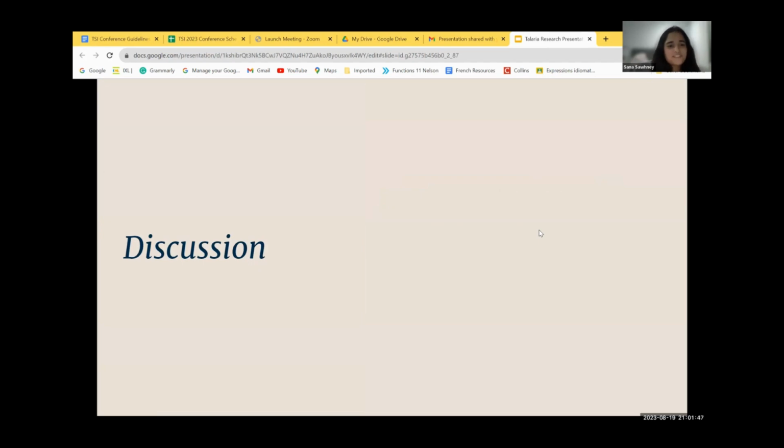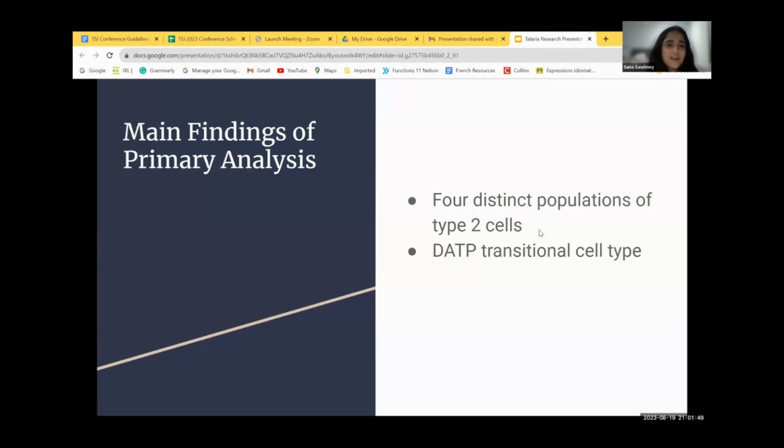So now I'm going to talk about my discussion. Primary analysis of the data used in this paper presented by Choi et al. So this was the primary analysis, not my analysis, and it suggested 2 different findings. First, that there were 4 distinct populations of type 2 cells that were identified, and it was just the type 2 cells. And second, a DATP transitional cell state was also identified.